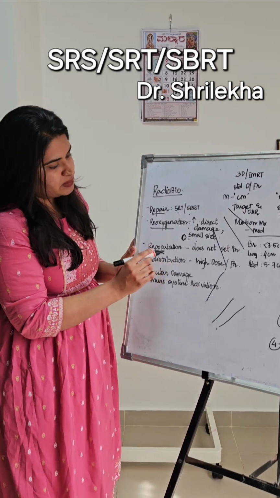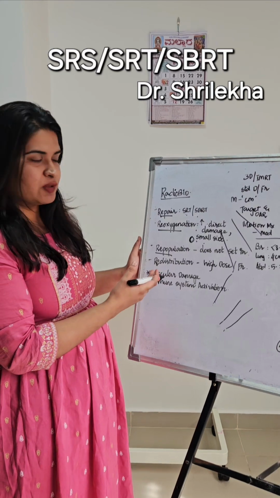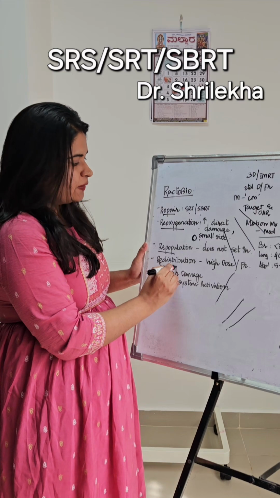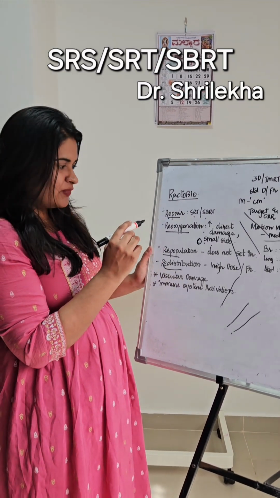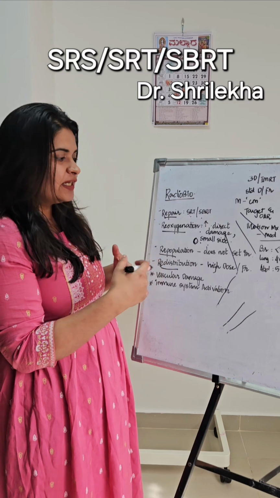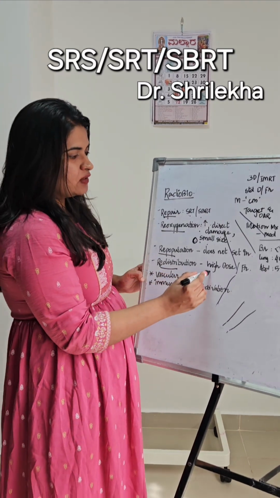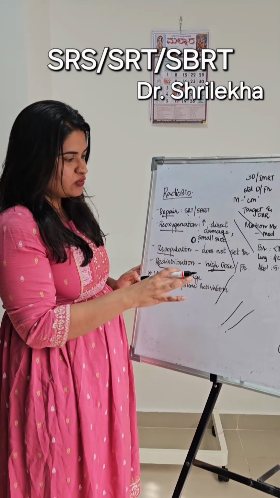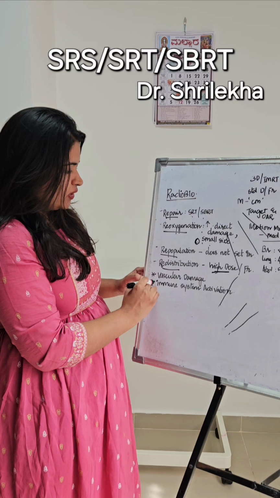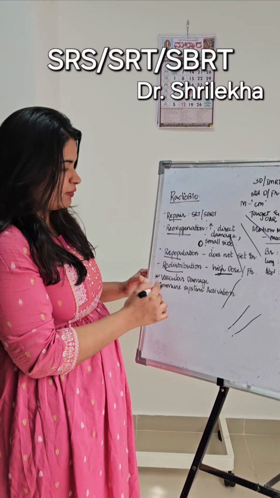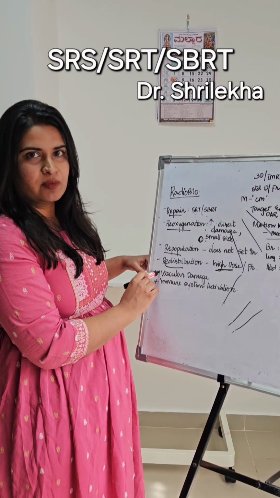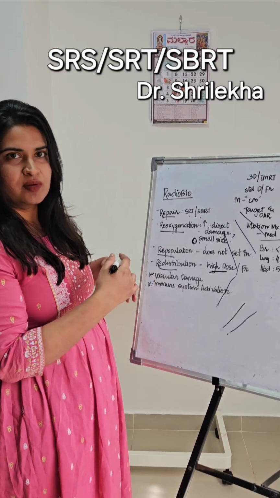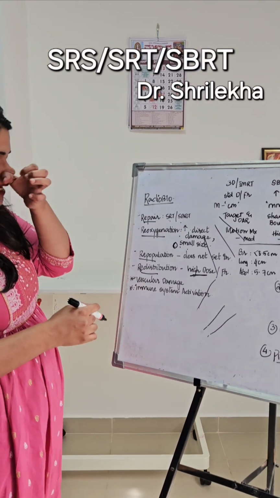Then repopulation. Repopulation does not occur here because SBRT and SRT treatments are completed within two weeks. Redistribution: when cells go into different phases, they have different radiosensitivity, but that is all negated because we are using a very high dose per fraction, so that is also not considered. Then there are two advanced radiobiological mechanisms which come into play in SBRT, that is vascular damage and immune system activation, both of which help in the mechanism of SBRT.